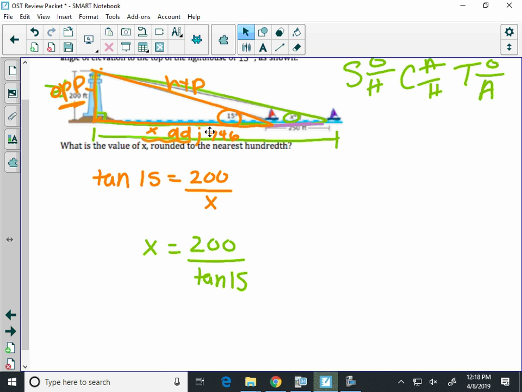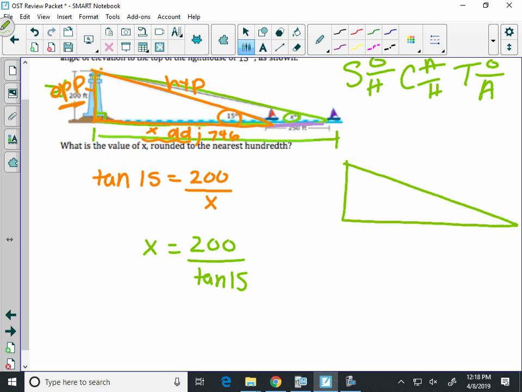If it's helpful, draw that big green triangle off to the side, because there's a lot of writing going on. It's a little bit messy. I know the up and down part is 200. I know I'm trying to find x, which is that angle right there. Is the length of that bottom part 746? No. What do we have to do to find the length of the entire bottom part? 250. What do we get when we do 746 plus 250? 996. So that's the length of that.